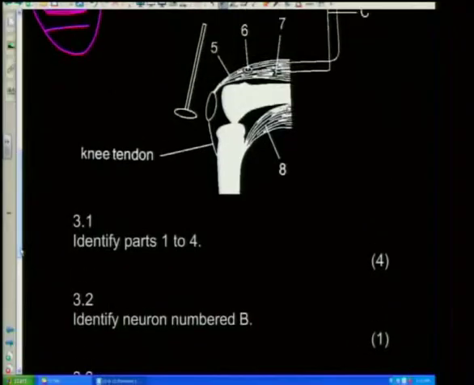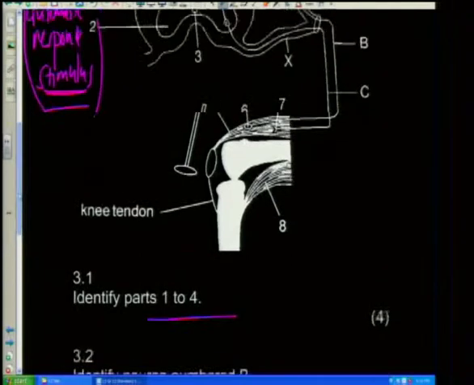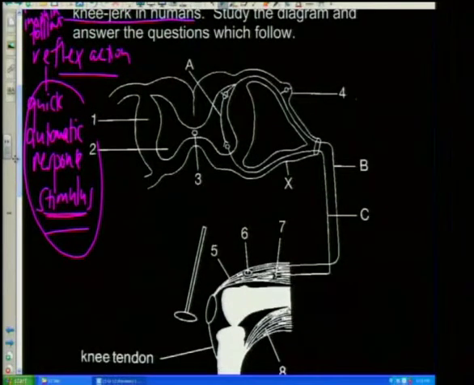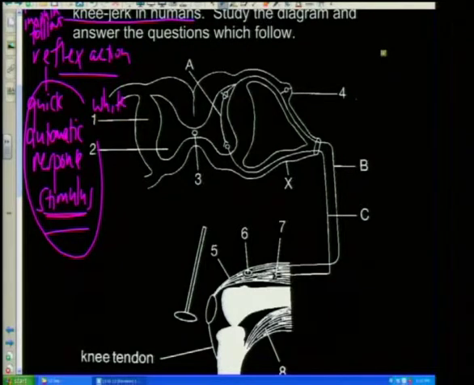Identify parts 1 to 4. They'll always be asking you labeling, so you need to know your diagrams. This is the spinal cord, so we need to go there. 1 is this one here. This is the outside. This butterfly or H shape on the inside in the spinal cord represents the gray matter. The white matter is on the outside. So number 1 would be the white matter.